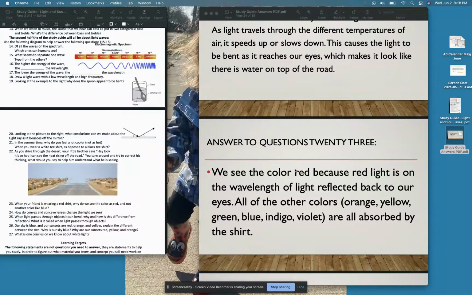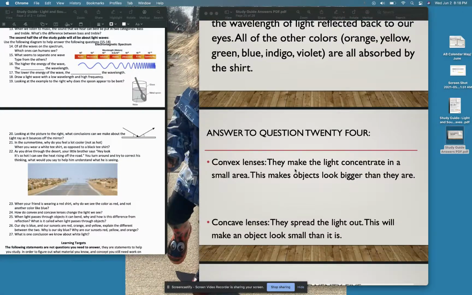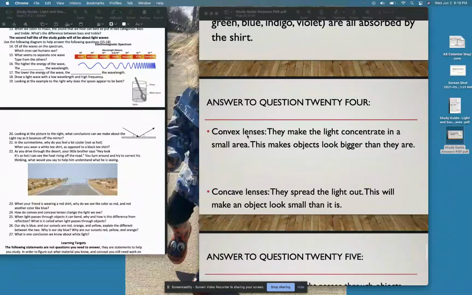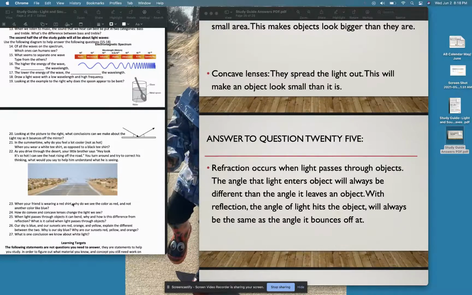All right, so number 24, how do convex and concave lenses work? Well, convex lenses, they make objects look bigger than they are. And concave lenses, remember that concave looks like a cave, it curves in like that. They actually make things look smaller than they are because they spread the light out. So now as light makes its way to our eyes, convex concentrates or brings in more light, so the objects themselves look bigger.